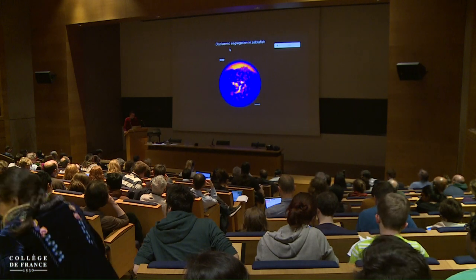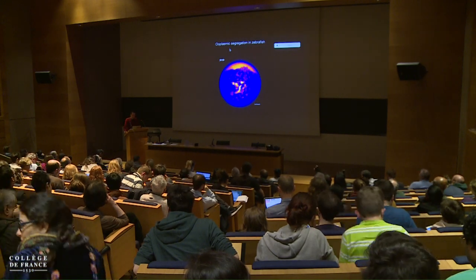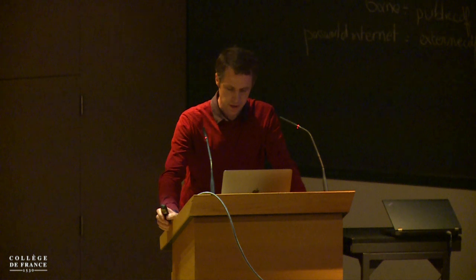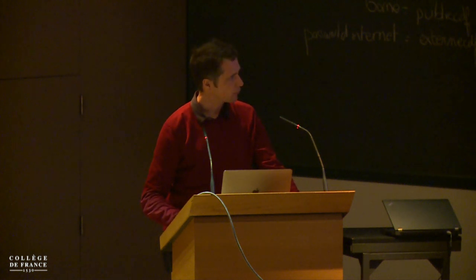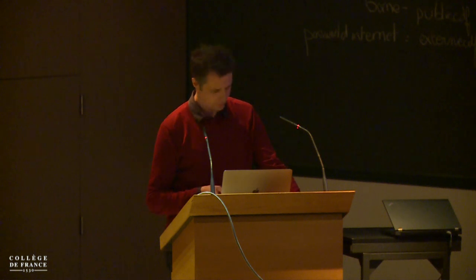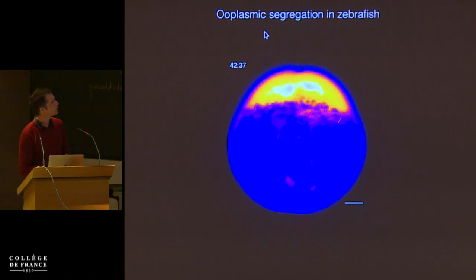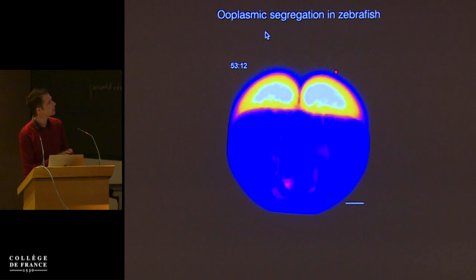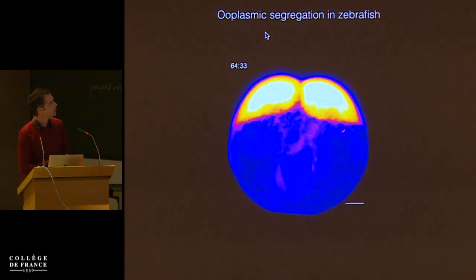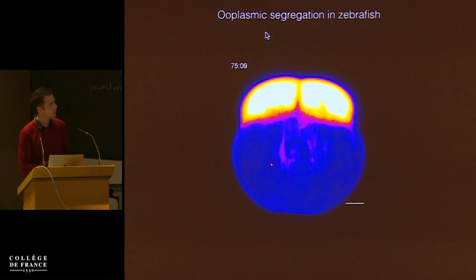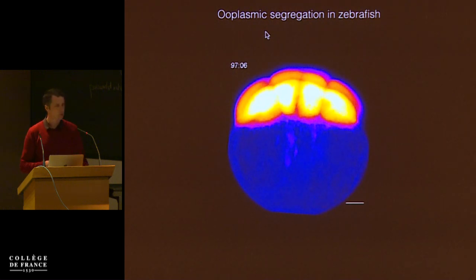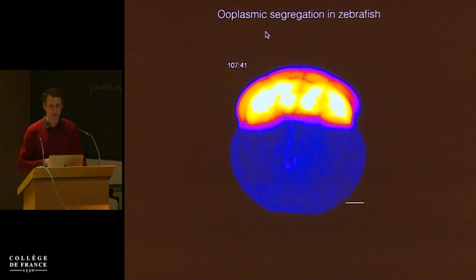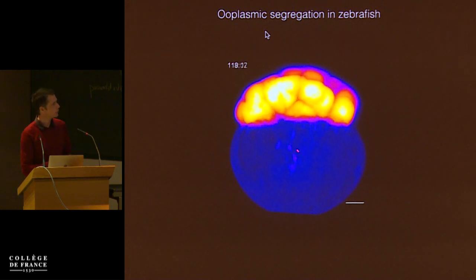Okay, thank you for the invitation. What I would like to speak about is ooplasmic segregation in zebrafish, and I will show you in this movie what the process is we are trying to understand. This is a zebrafish oocyte, and what you can see is that the ooplasm is flowing up to the animal pole and accumulates up here, and the blue stuff is the yolk granules, which are ending up in the vegetal pole. So essentially, during ooplasmic segregation, you segregate ooplasm to the animal pole and yolk granules to the vegetal pole.